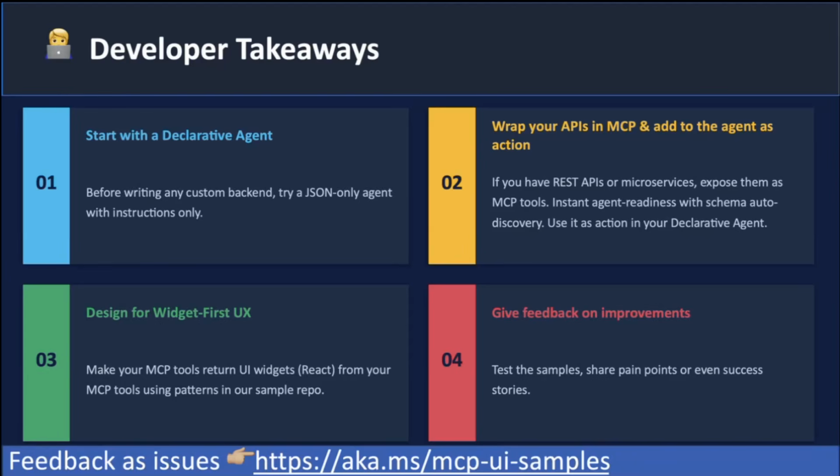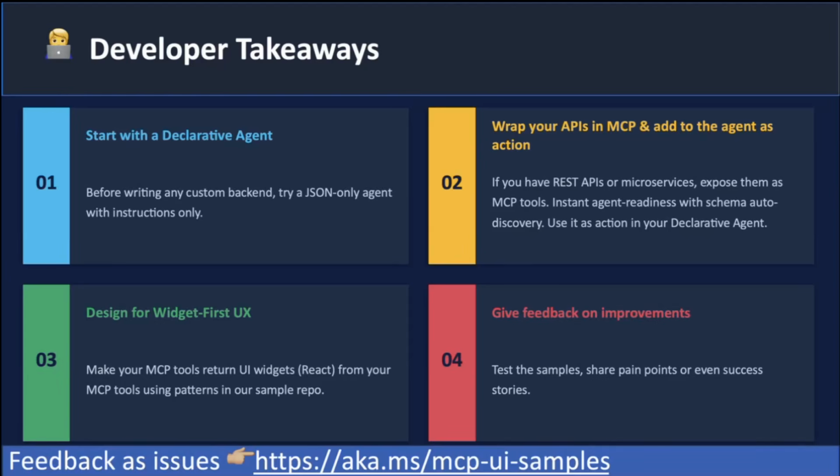But you start with a declarative agent. Think about the REST APIs that you have, or you can build from scratch, maybe a couple of routes, and then expose them as MCP tools. Then go for designing widget first, UI widgets. The ones that I've shown you today, they're based on Fluent UI React components. Build them up using the patterns.